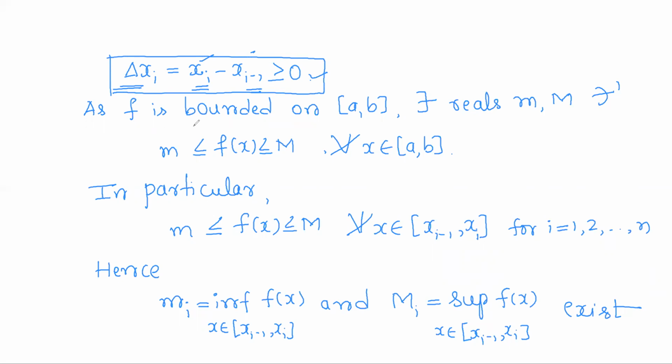So next, as we have considered a bounded function on the closed interval [a, b], f is a bounded function means there is a bound for the images. That is, there exist reals m and capital M such that m is less than or equal to f(x) less than or equal to capital M, which holds for all the points in the closed interval [a, b].